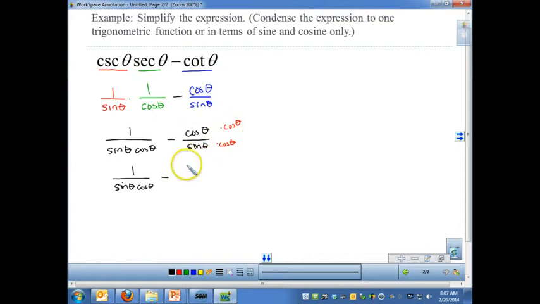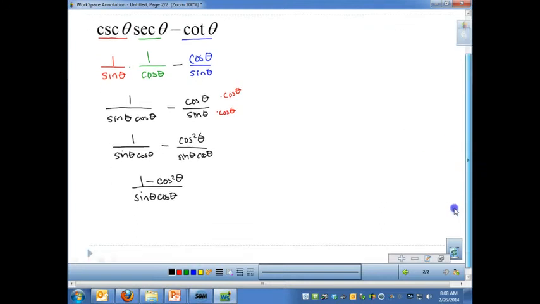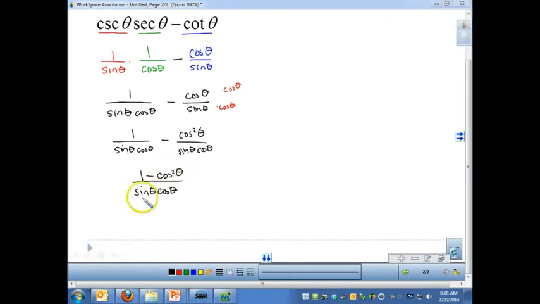So in this case, it's cosine times cosine, so we would write that as cosine squared of theta over sine of theta cosine of theta. So now we have a common denominator. So remember, we're going to put the numerators together. 1 minus cosine squared of theta all over the sine of theta times the cosine of theta. So at this point, we've finally combined everything together into one fraction, but we're still not there yet.